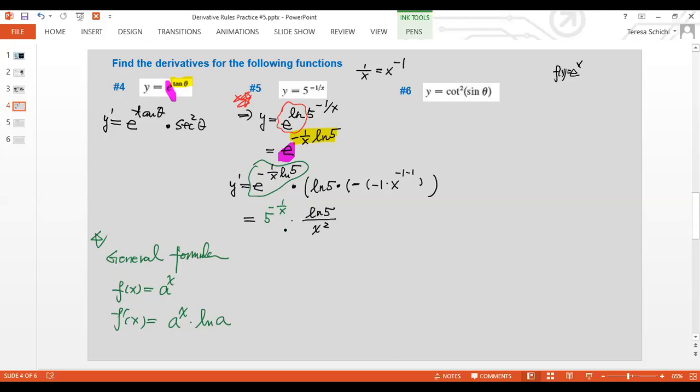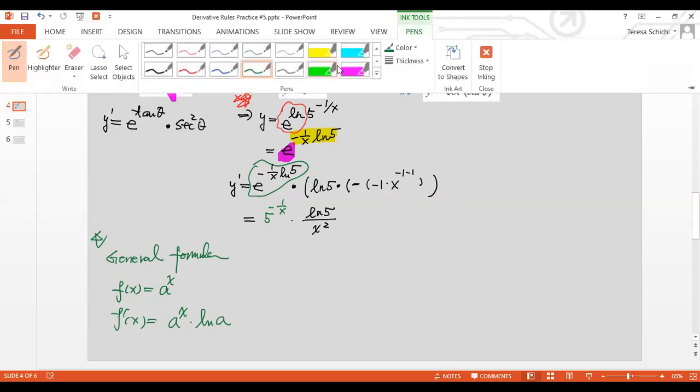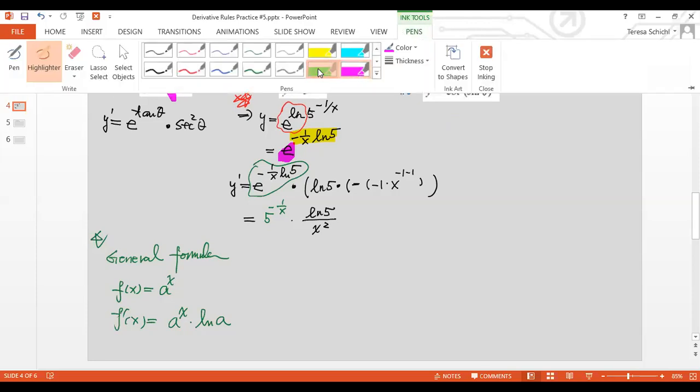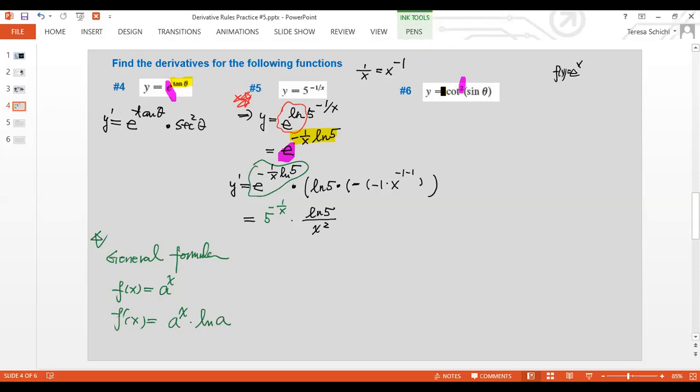Okay, now number 6 is very interesting. We have several layers here. The first one you will see is cotangent squared of sine theta. What is my first layer? My first layer is the power rule. Then my second layer is the cotangent. Then my last layer is sine theta.